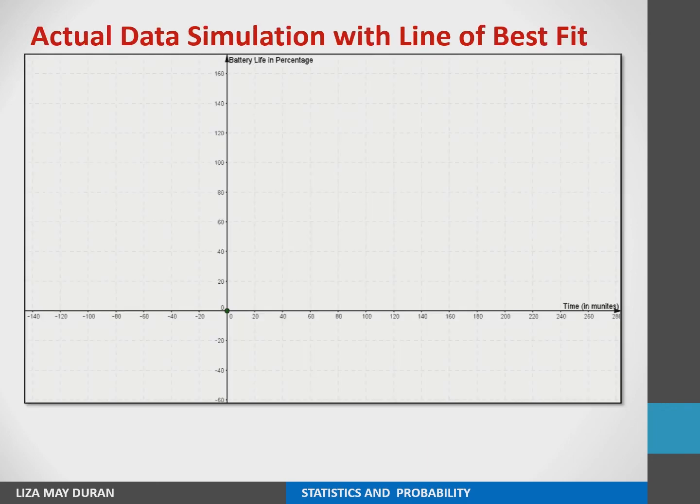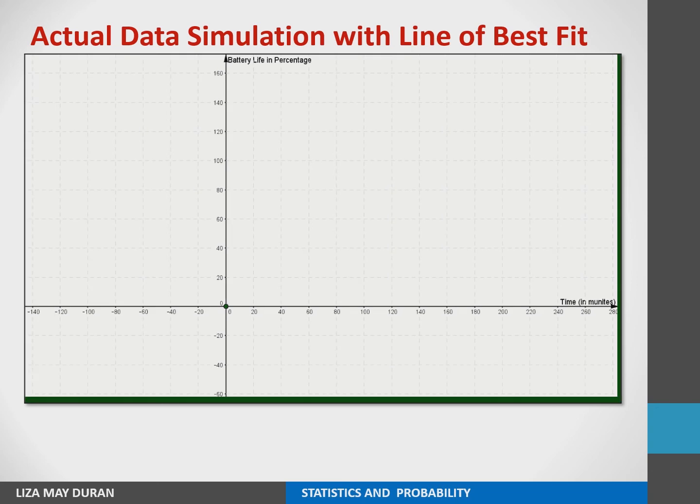At this moment, let us have the actual data simulation of phone charging with its best fit line. What's your predicted time when the phone will be fully charged? Do we have the same answer? Let us find out. The red line here indicates the level of the phone being charged. The points that you can see are the charging time with its battery level, and the last dot or point indicates when the phone is fully charged.